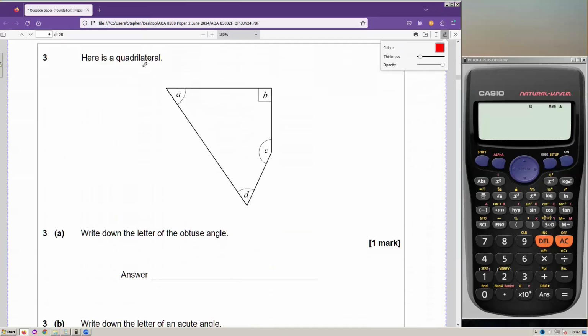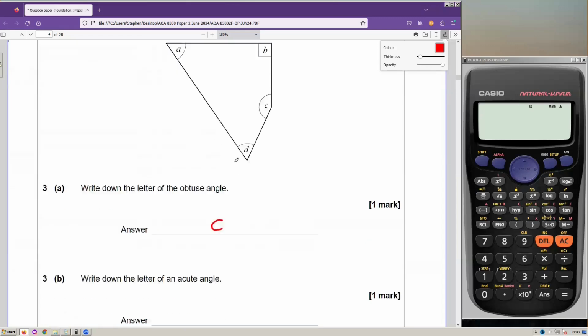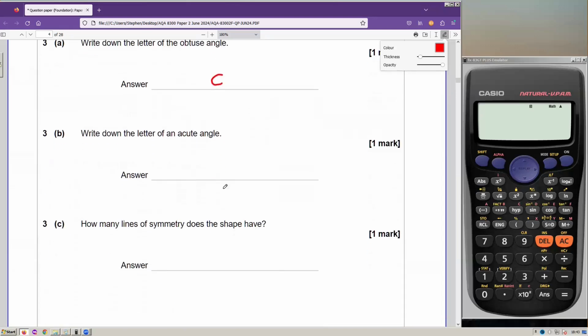Here is a quadrilateral. Write down the letter of the obtuse angle. An obtuse angle is one that's greater than 90 degrees, but less than 180. So that one, these are both less than 90. There's a 90. This is our obtuse angle, C. And then the next one is write down the letter of an acute angle. It's A or D. So I'll put A down, I think.